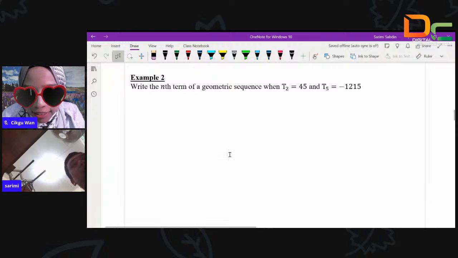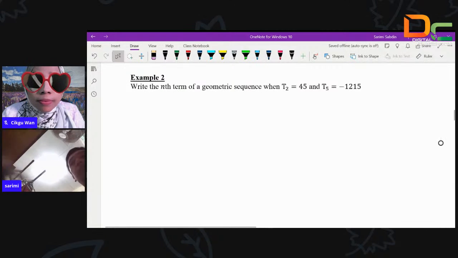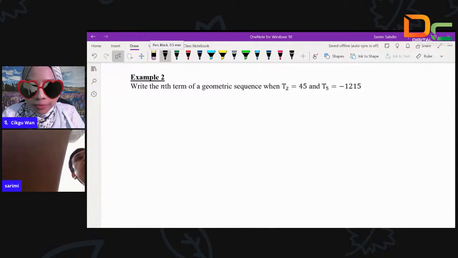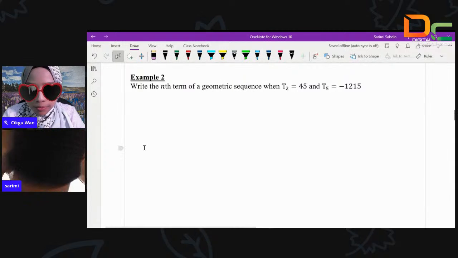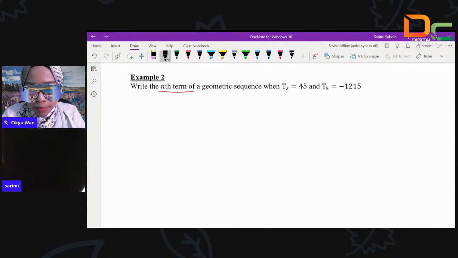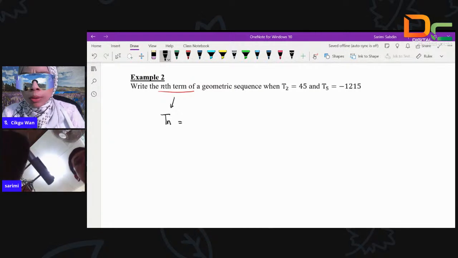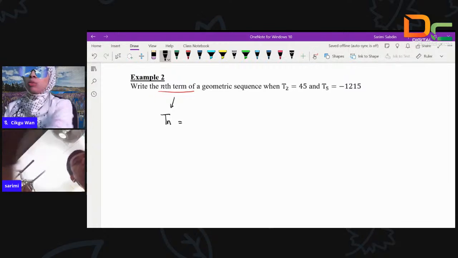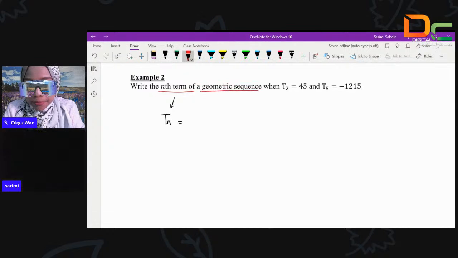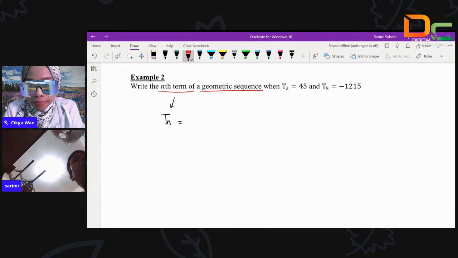Alright, so can I continue with the second example? Almost the same as the previous example, we need to find Tn, the nth term. So we need to find the general formula for the nth term of the geometric sequence. Also, in this question, it's already mentioned that this is a geometric sequence. So we need to use the formula for a geometric sequence.